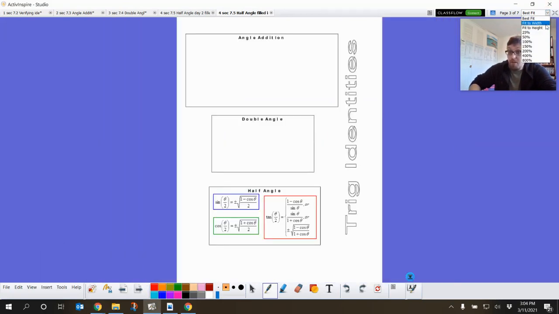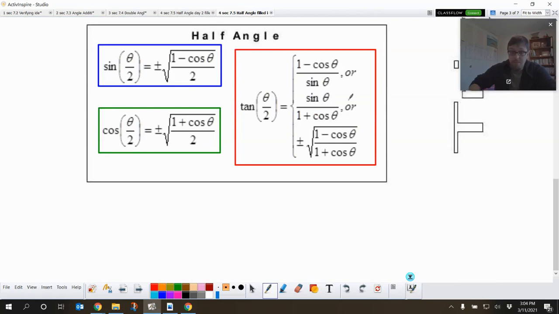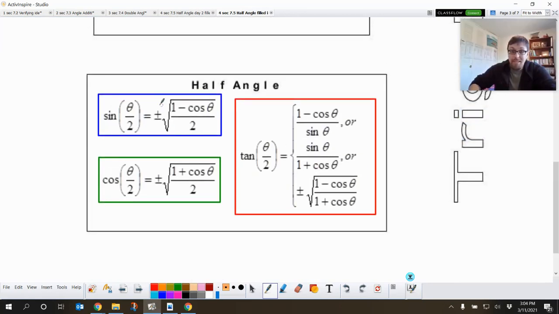They do look pretty gross, I'm not going to lie. Something to note, sine and cosine have this plus or minus. You need to be careful about when you decide whether you should be using the positive case or the negative case for these problems.